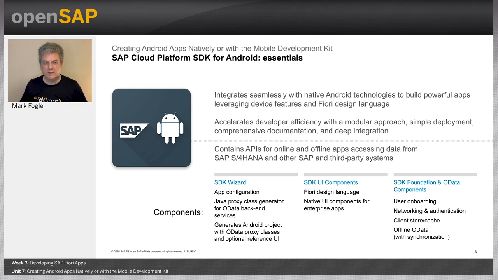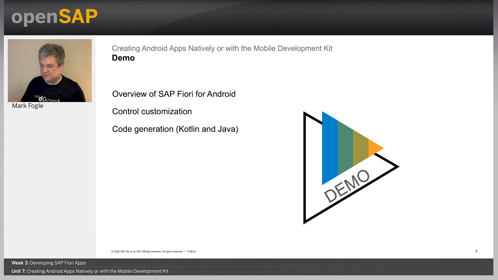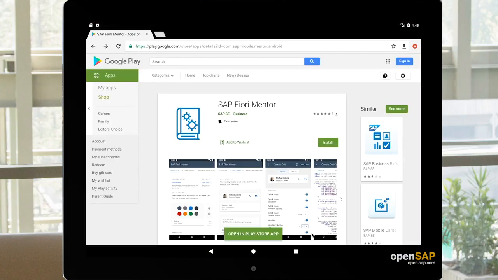Now let's take a look at SAP Fiori for Android in action. The best way to experience the SAP Fiori for Android design is with the SAP Fiori Mentor app, which can be downloaded from the Google Play Store. Once that's installed, and this will run on any Android device running Android version 6 or higher, you're going to want to run it on a tablet to get the full experience.